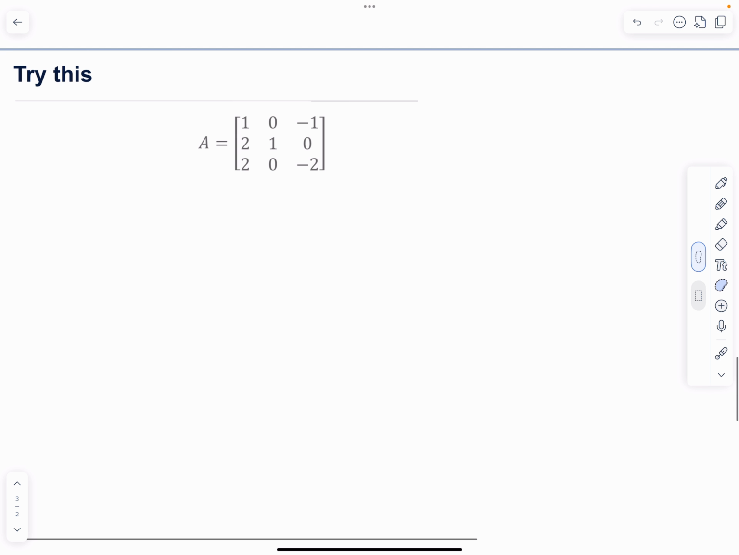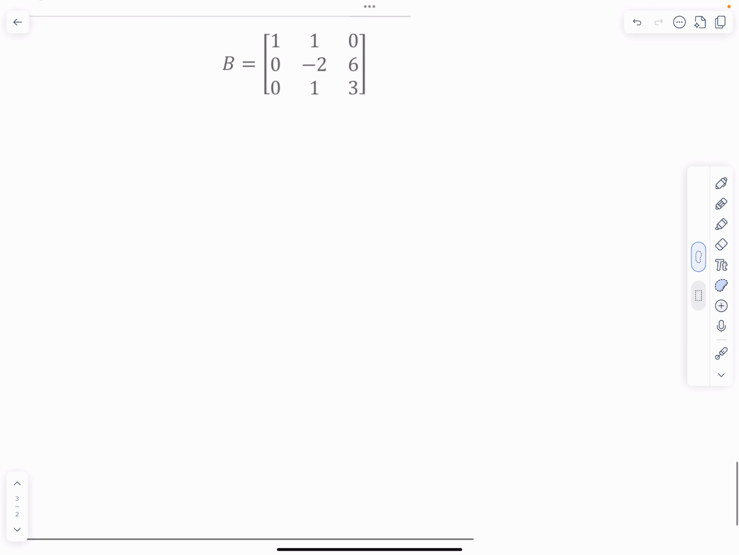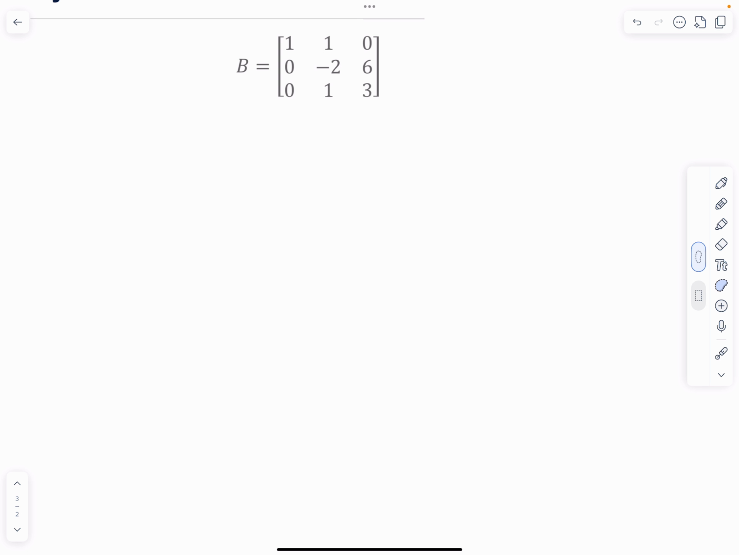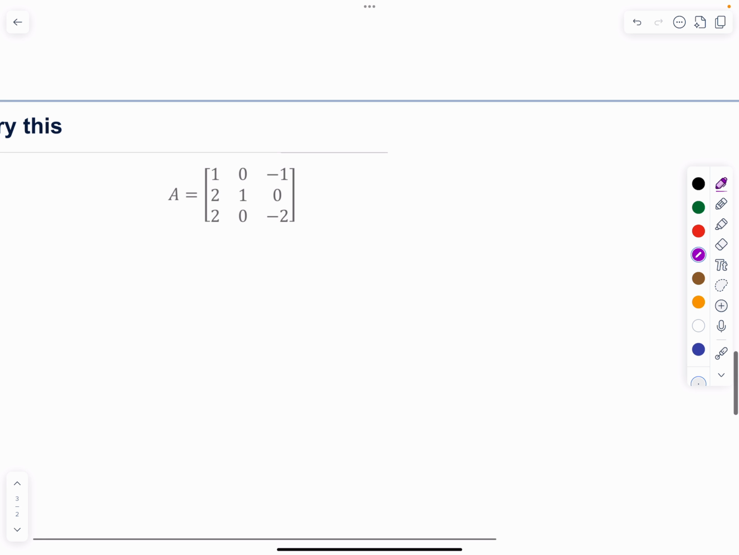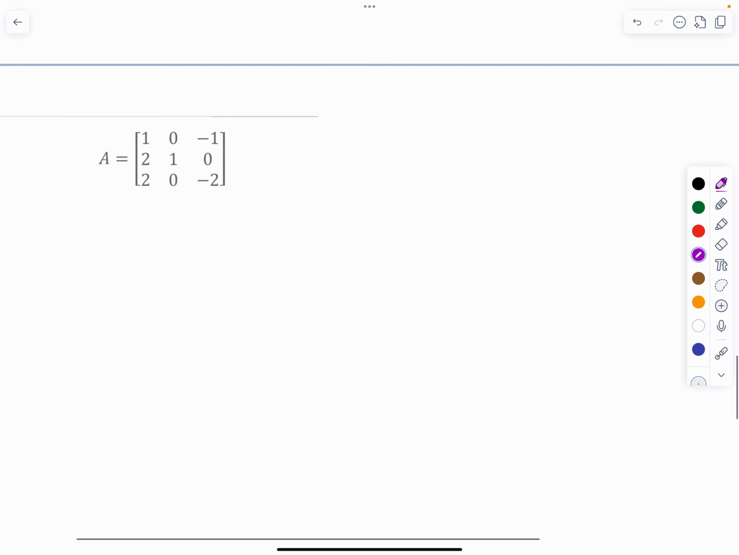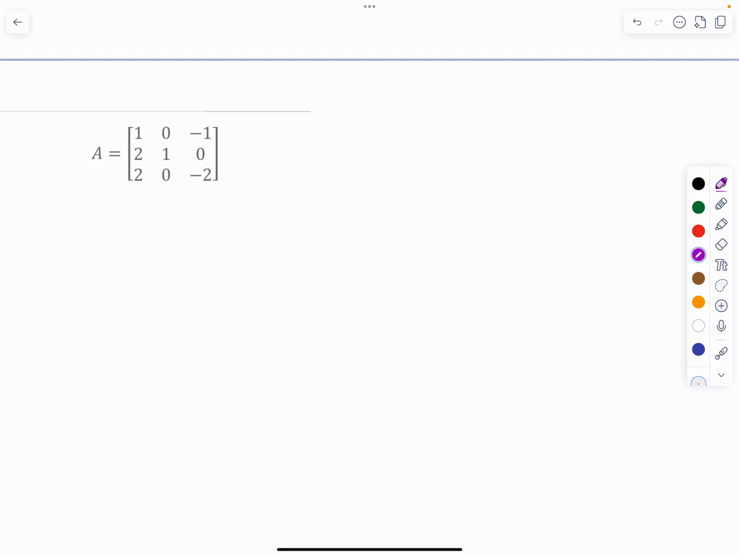Okay, let's do one 3x3. I feel like we did one of these in class. Let's do this one just for a change. Wait, did we do that one? Which one did we do? Let's do this one. So we're doing the determinant of 1 minus lambda, 0, negative 1, 1 minus lambda, 0, 2, 0.